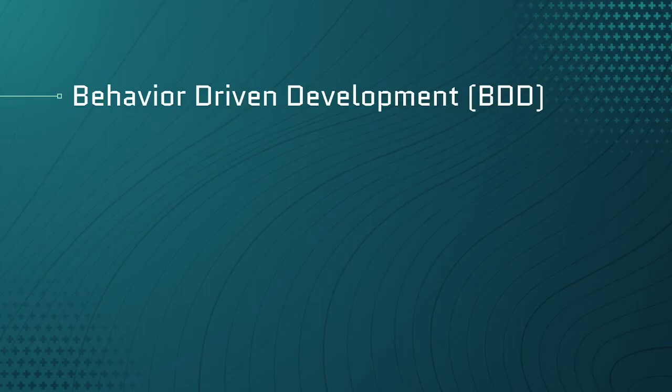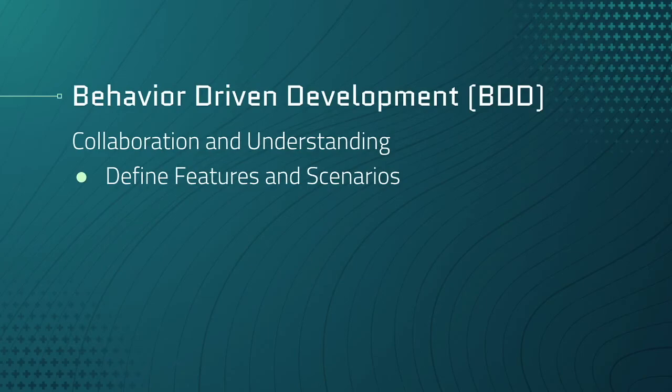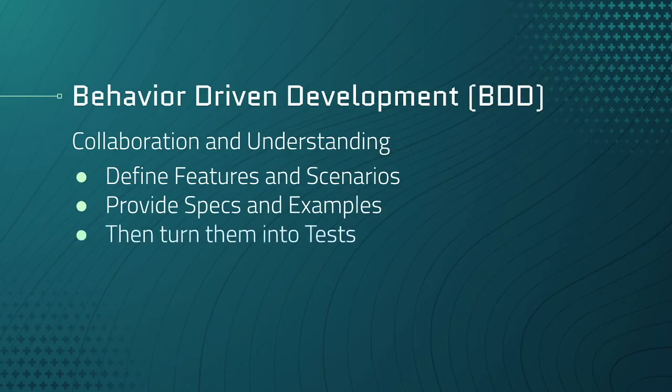BDD is all about collaboration and understanding for everyone on the team, including people that aren't software engineers like product managers or UX designers. As you've seen, we do this by defining features and scenarios and providing examples, just like we have been doing by using given when then. Once everyone understands the feature and scenarios and agrees on the specs and examples, then you can turn them into tests.